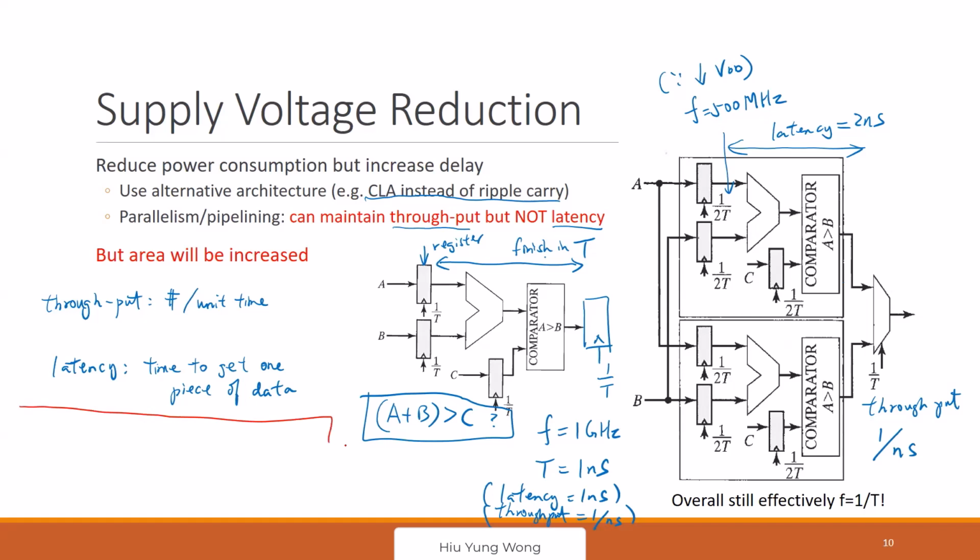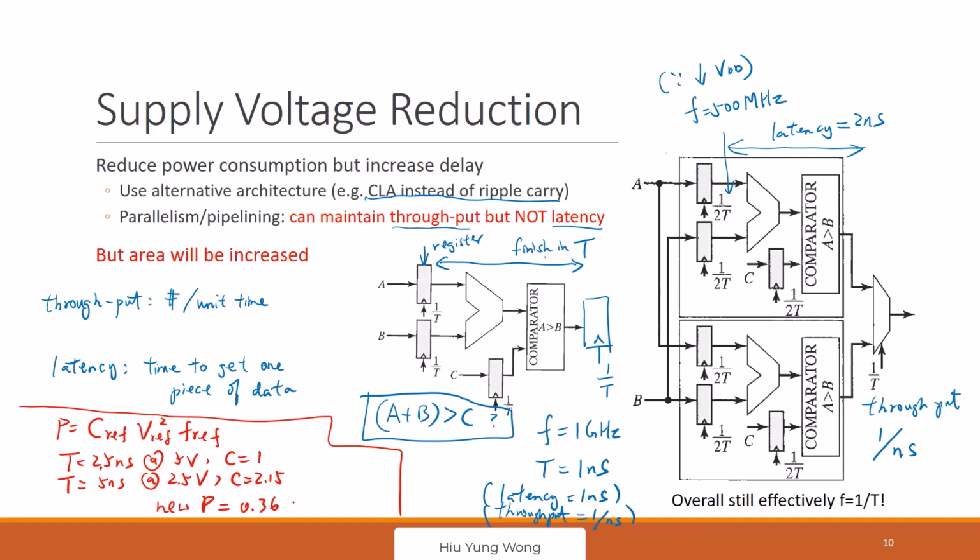So we can look at some example, right? For example, we know that P equals, let's say, C ref times V ref squared times F ref. This is the power consumption we had before, right? So before, for example, the T might be 22.5 nanoseconds at 5 volts VDD, with capacitance equal to 1. Now we change to this parallelism and pipelining. T becomes 5 nanoseconds by reducing the voltage to 2.5. Of course, we have more hardware. The capacitance can be 2.15. If you do a calculation, the new power consumption is 0.36 times the old one.